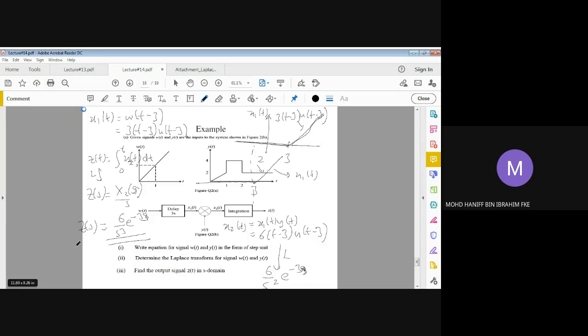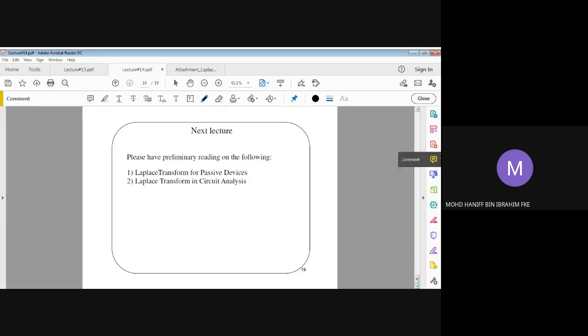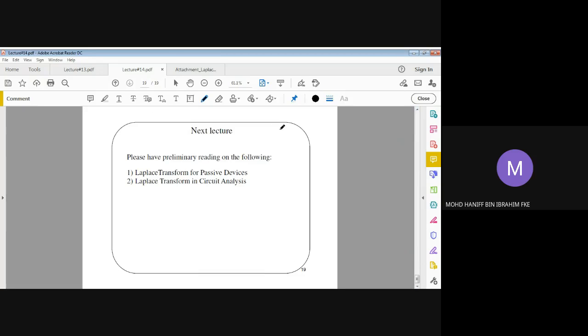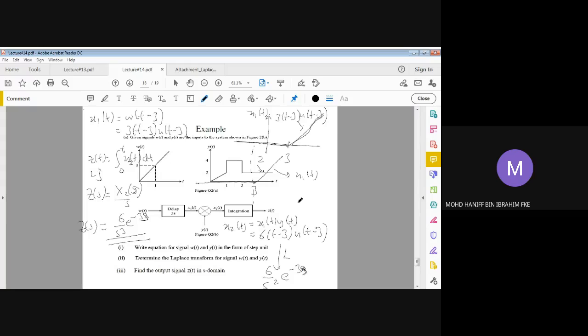Tomorrow's class, we're going to proceed with the rest of this lecture 14. I think we have a few examples to be solved. Is there any more questions? Okay, that's all. We have done with lecture 14. That should be the last example for lecture 14. I hope by this lecture 14, by these few examples, you have a good understanding of the properties of Laplace transform, and you must be able to solve problems on the properties of Laplace transform. This will be tested later when we do the tutorial for chapter 4.